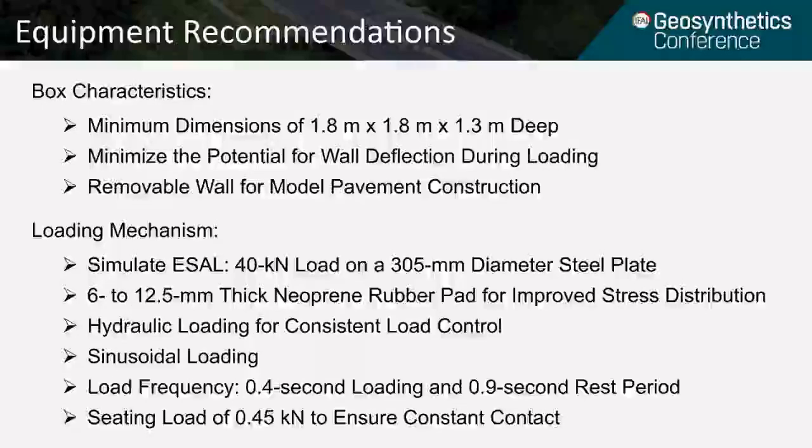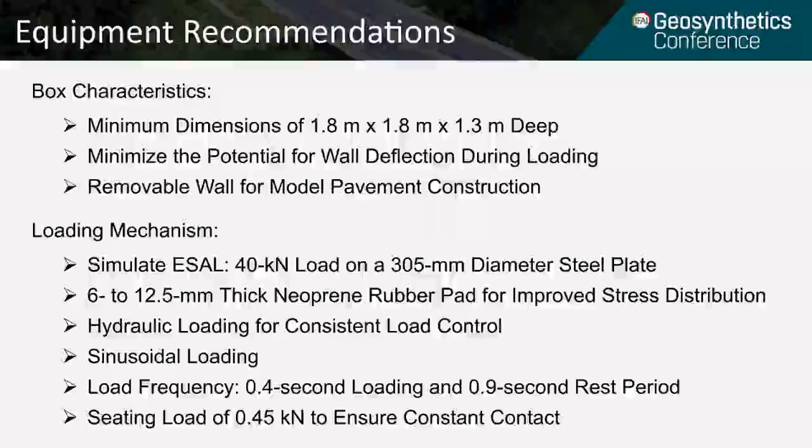First, the researchers recommend a simulation of an equivalent single axle load, which equates to a 40 kilonewton load on a 305 millimeter diameter steel plate. At the bottom of the plate, we recommend that you include a 6 to 12.5 millimeter thick neoprene rubber pad for improved stress distribution along the edges of the steel plate.